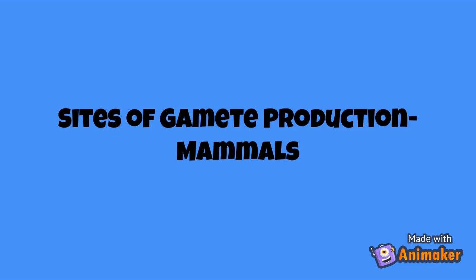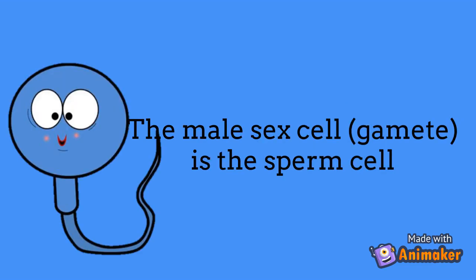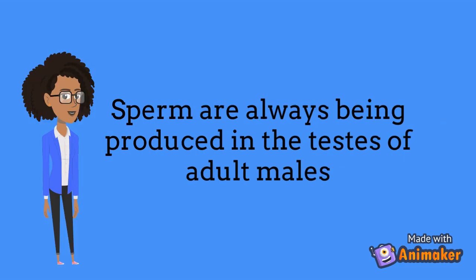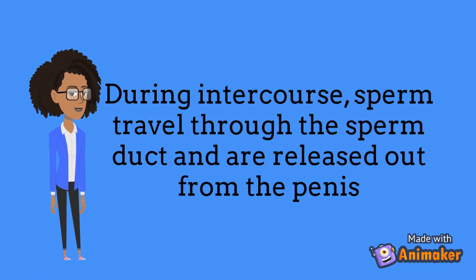But where exactly are sex cells produced? Well, first, the sex cell for males is called sperm. Sperm are constantly produced in the testes of adult males. Sperm can travel through the sperm duct into the urethra and out of the penis.